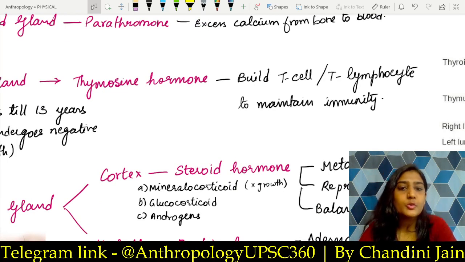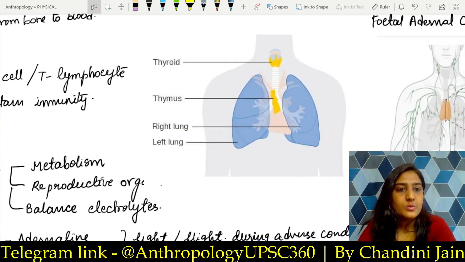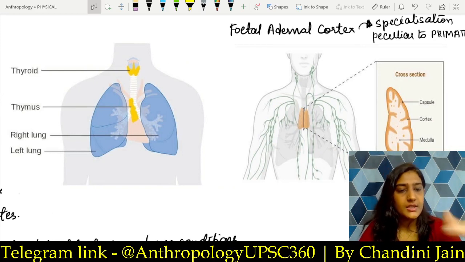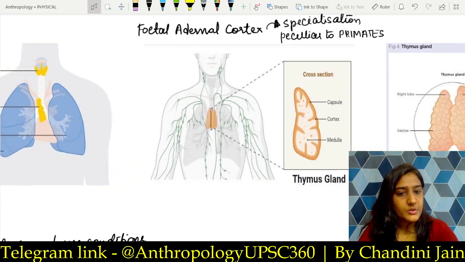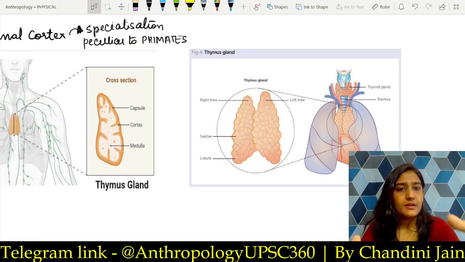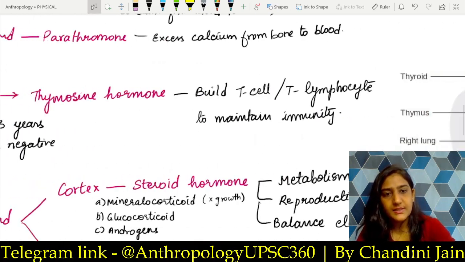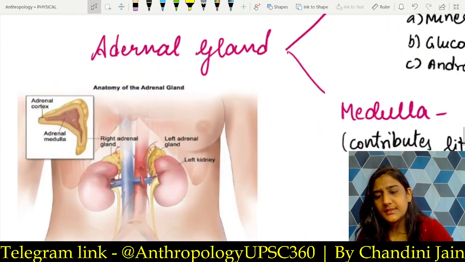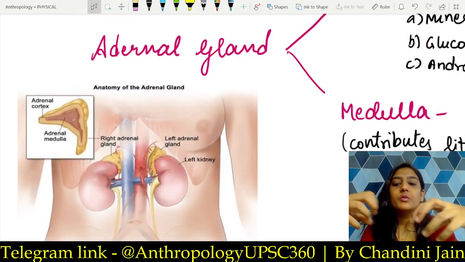Now we don't have to go into the details, just remember what work individual glands do. So this is also present near your lung area, which has a cortex and a medulla. Okay, and the thymus gland looks like the wings of an angel. Okay, then comes the adrenal gland. Adrenal gland, like I told you, is like a cap over your kidney.